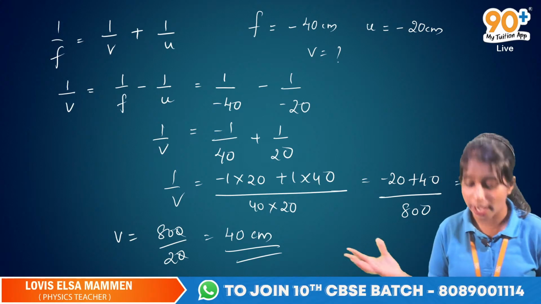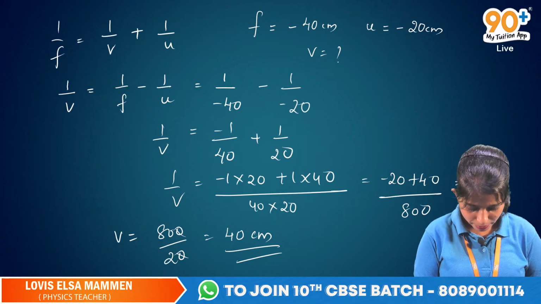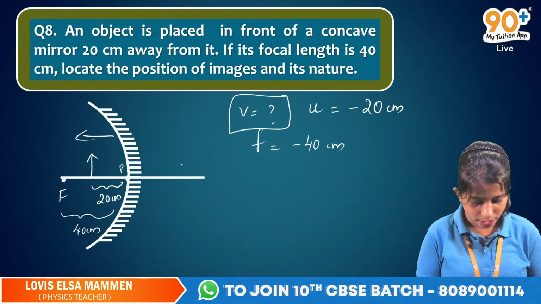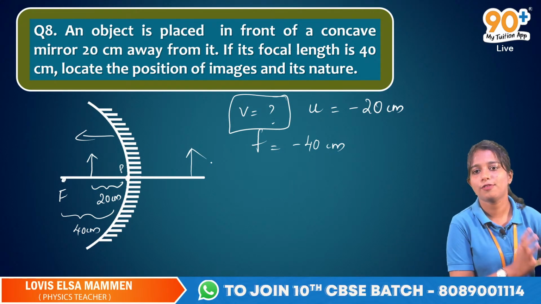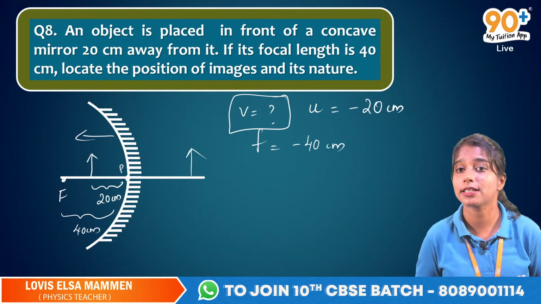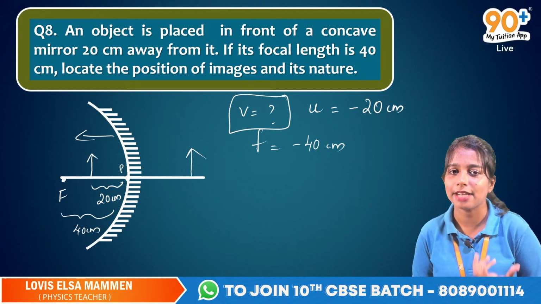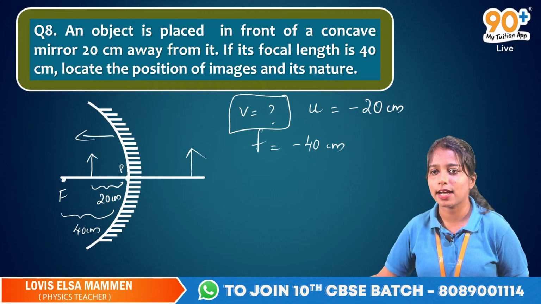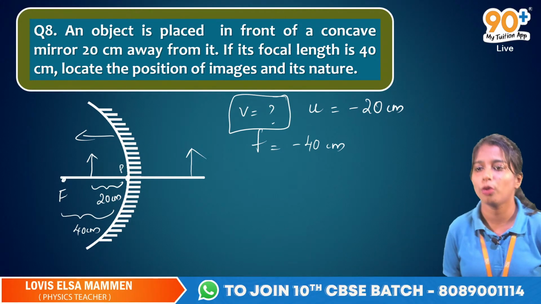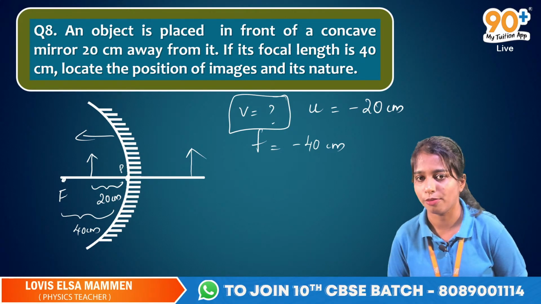So that means your image is formed here. Where is your image? 40 centimeter, plus 40 centimeter is what we get. So that means the image is to the right. Okay, the last case: your object is between the focus and the pole. The last case of the image formation by the concave mirror.